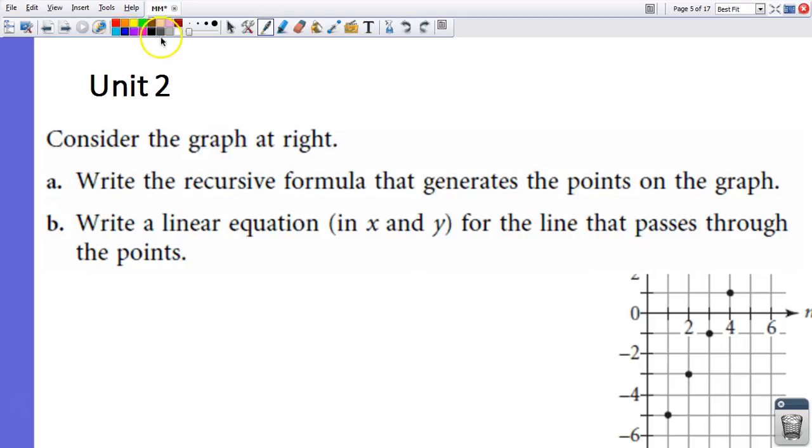Okay. Consider the graph at the right. Write a recursive formula that generates the points on the graph, and then write a linear equation. So that's going to be the explicit formula for the same line. On the test, it'll ask you the difference between recursive and explicit. Recursive, I noticed a lot of you guys forgetting some parts.